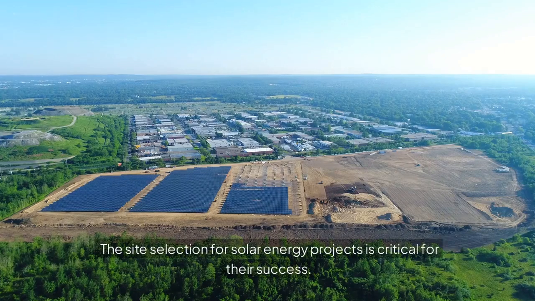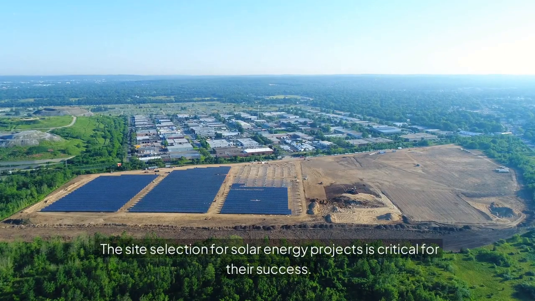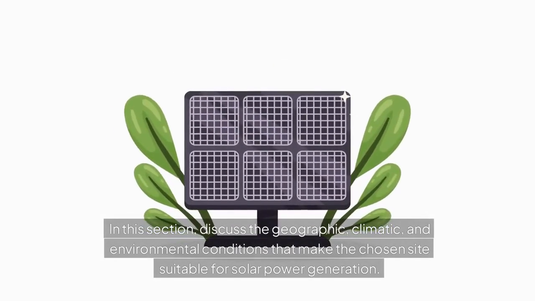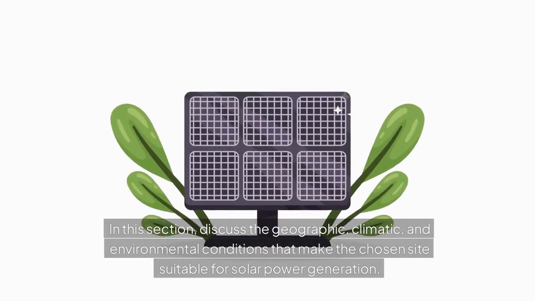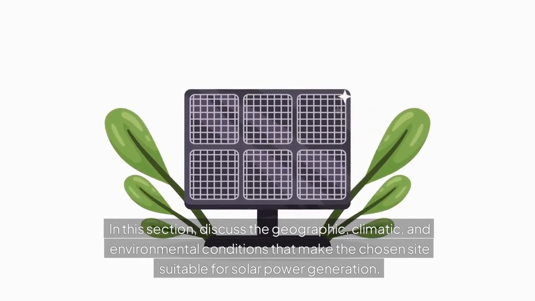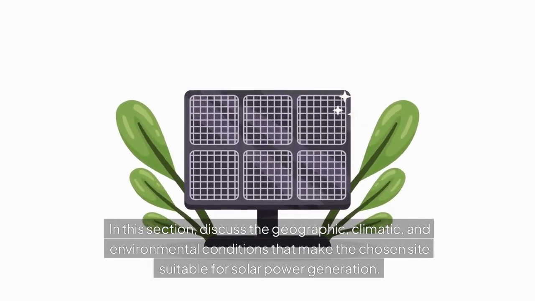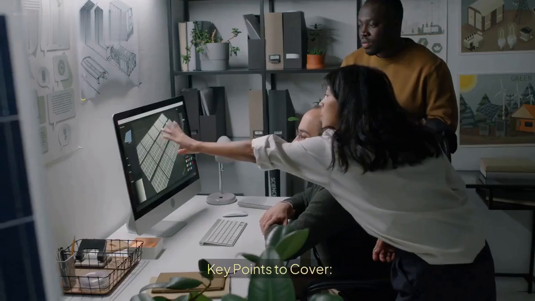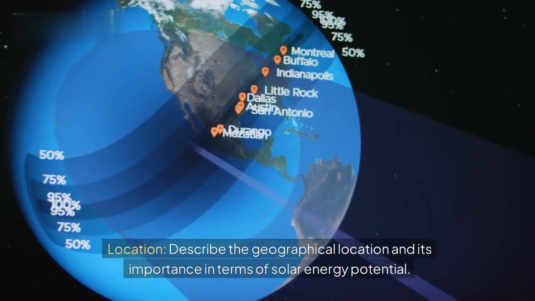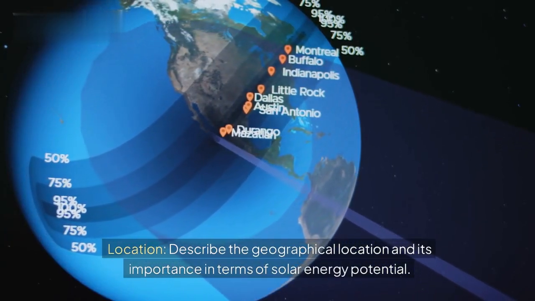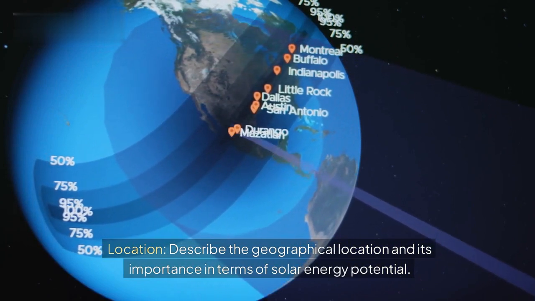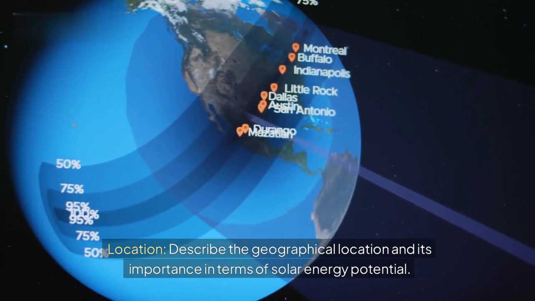Site analysis and feasibility study. The site selection for solar energy projects is critical for their success. In this section, discuss the geographic, climatic, and environmental conditions that make the chosen site suitable for solar power generation. Key points to cover: location. Describe the geographical location and its importance in terms of solar energy potential.